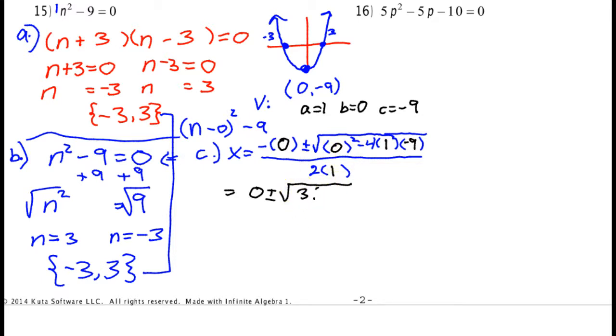Positive 36, right? So 0. And then you have negative 4 times negative 9, which is positive 36. 0 plus 36 is 36, all over 2. So we get the square root of 36, positive, and then the negative. So we get 3 and negative 3.